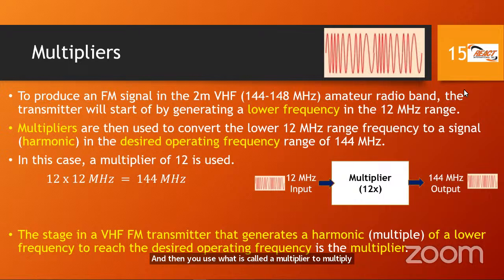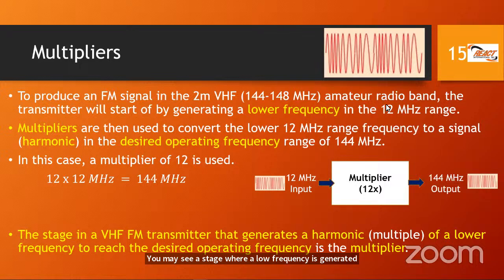So a good example is on the 2 meter band. If we may recall from the technician class, the 2 meter band for amateur radio is between 144 and 148 megahertz. So that's the 2 meter VHF band, and we want to produce a signal at that frequency. But in the circuitry, in the schematic, you may see a stage where a lower frequency is generated by the oscillator, or whatever circuitry is generating the frequency.